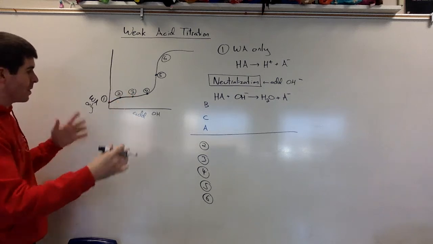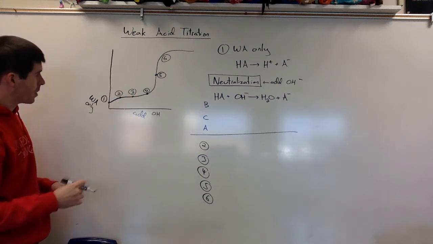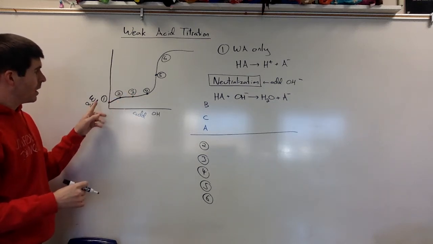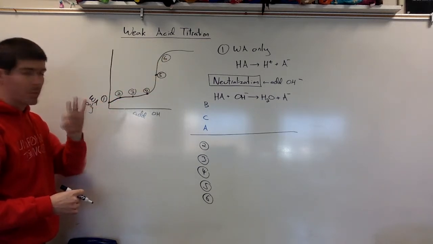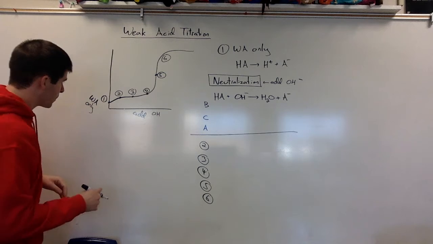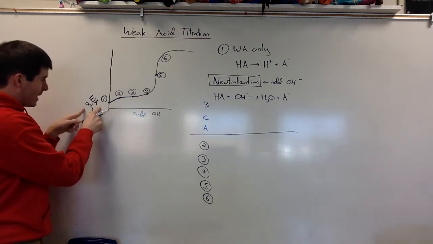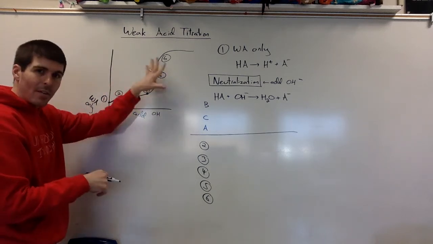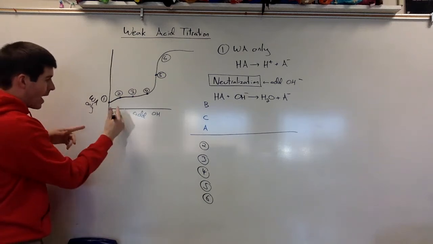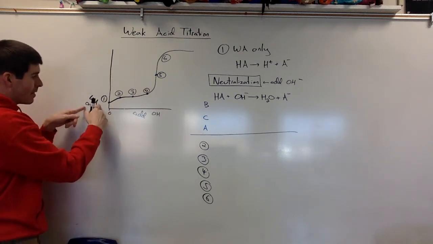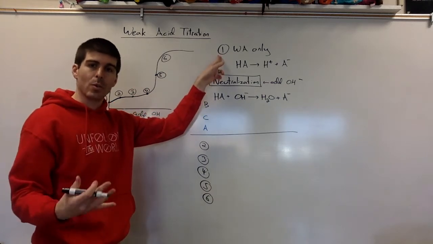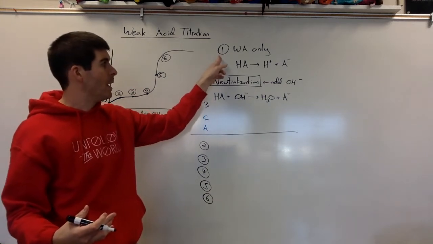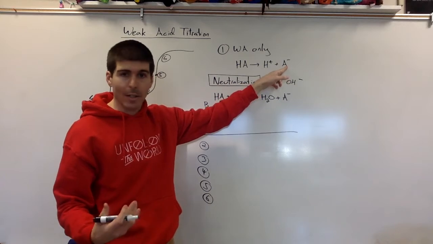So what do we have here? What's actually going on? Well, we've got a lot of different areas, but really we've got three of them that are going to ground us. At the very beginning, we're actually not even on the curve yet because no hydroxide has been added. At point one, we have only a weak acid. So this is just a normal weak acid problem. You have no conjugate yet.